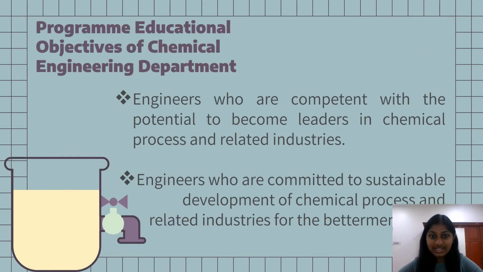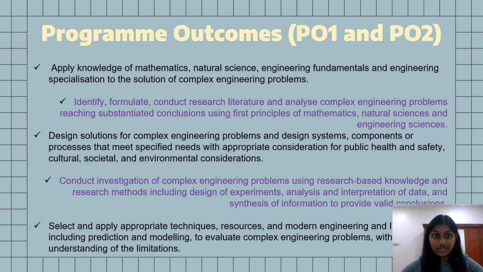Now, I would like to introduce the program educational objectives of the Chemical Engineering Department. Firstly, engineers who are competent with potential to become leaders in chemical process and related industries. The second one is engineers who are committed to sustainable development of chemical process and related industries for the betterment. Now, I would like to introduce the program outcomes.